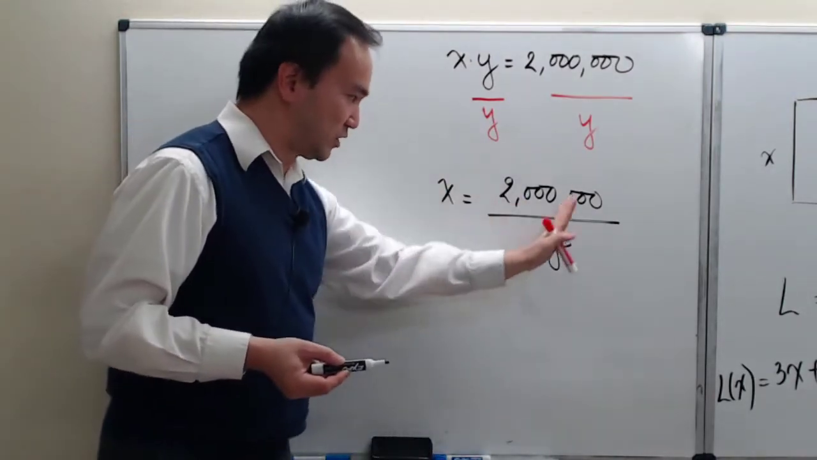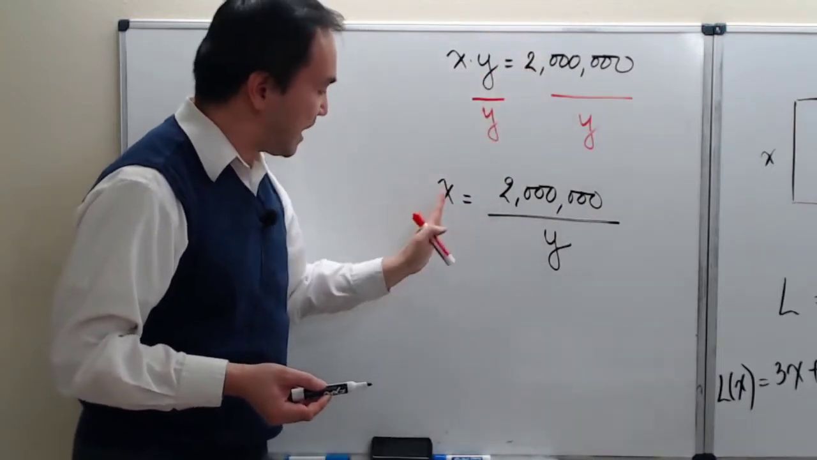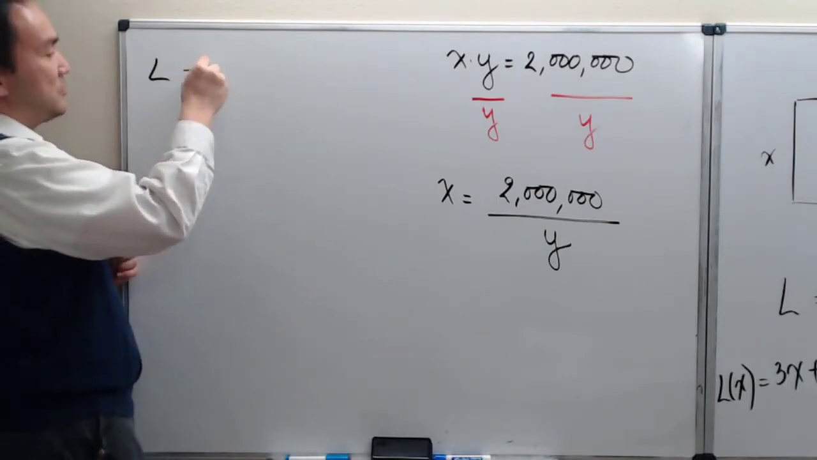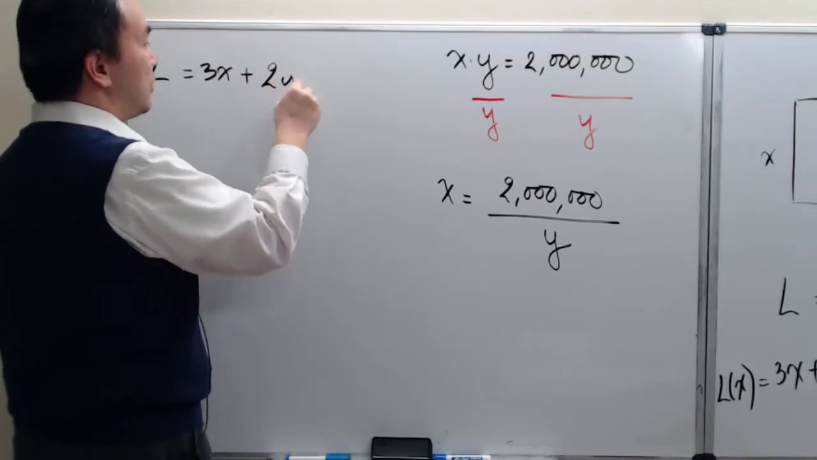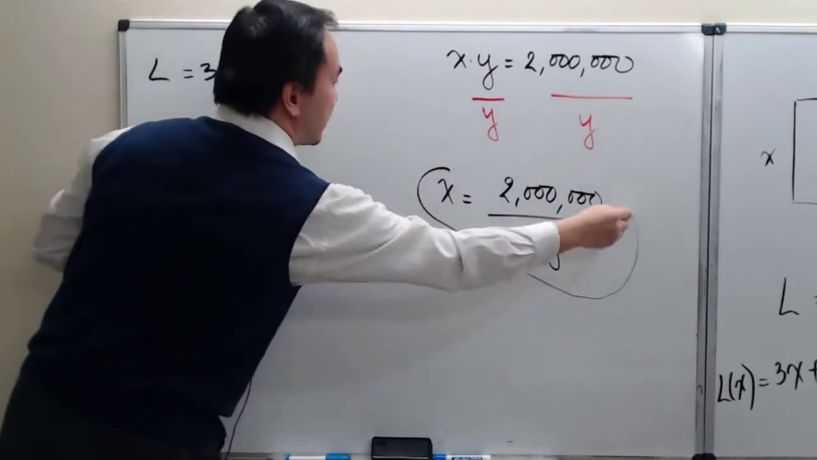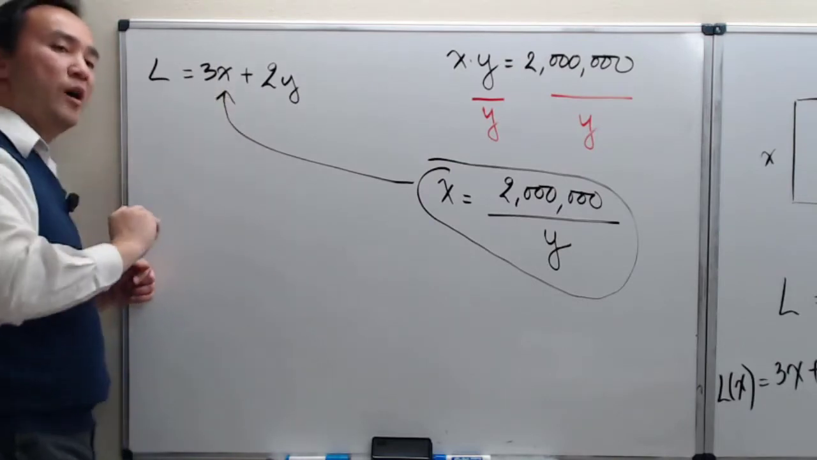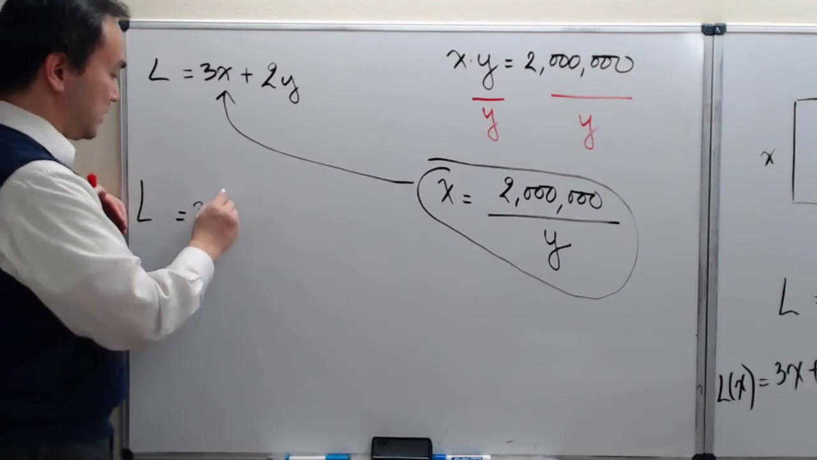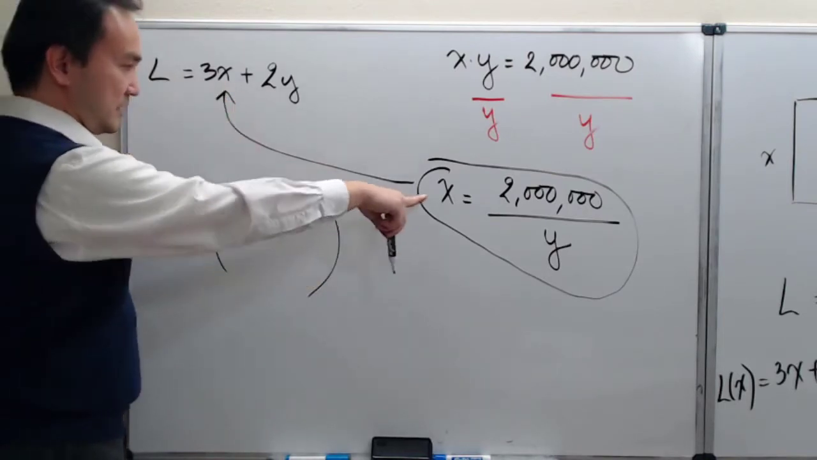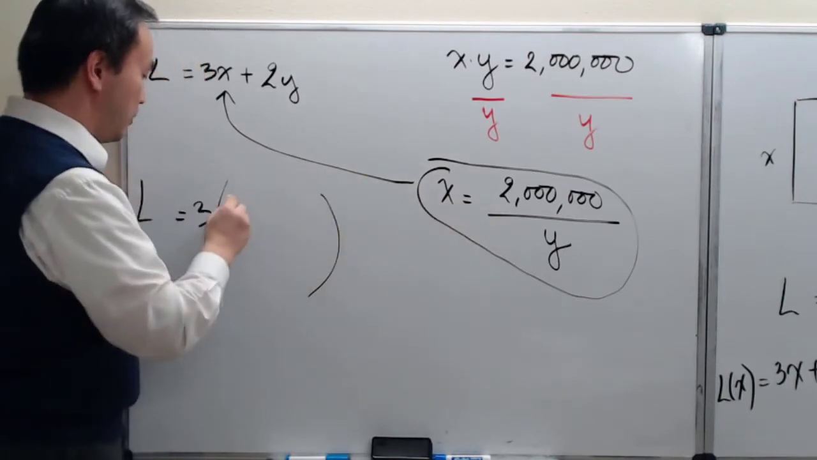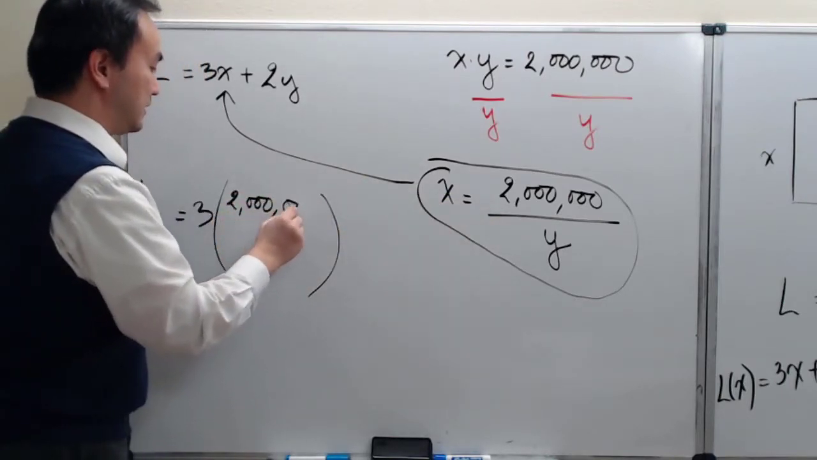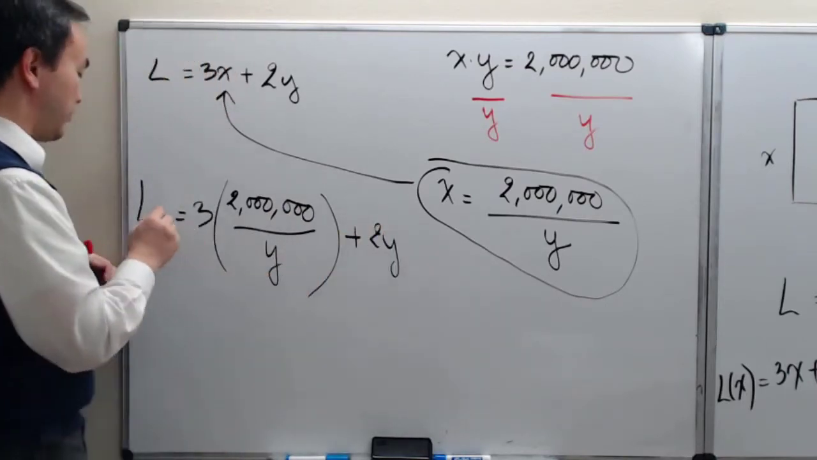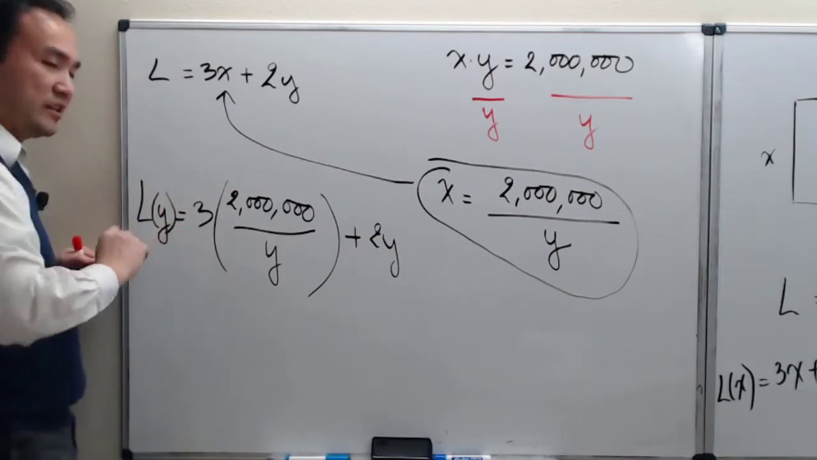Now once we've solved this relationship for x in terms of y, then our objective function, starting out being 3x plus 2y, I'm going to take this expression right here and substitute it for x. And so now we have L equals 3 times, instead of x, now substituted by two million over y, plus 2y. Now we've written our objective function entirely as a function in terms of y.